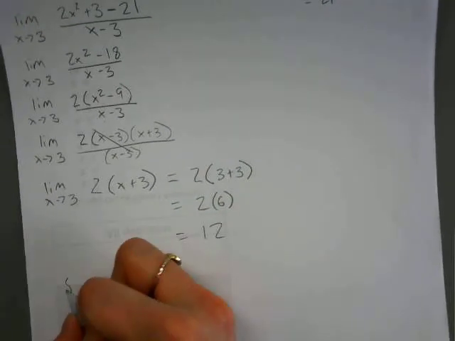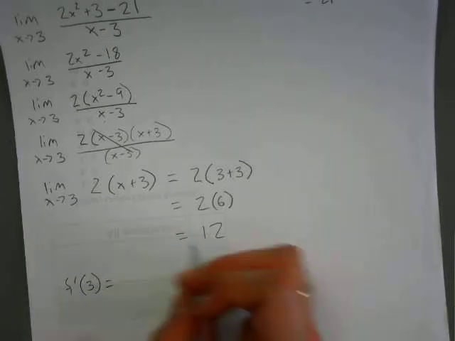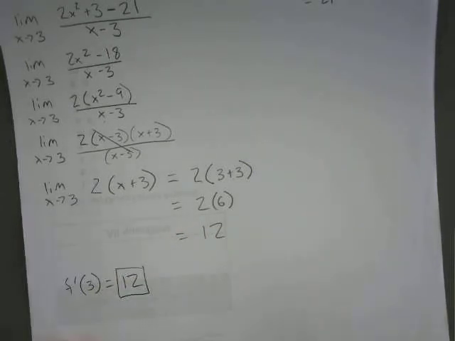So f prime of 3, or the derivative of the function at 3, would be equal to 12.